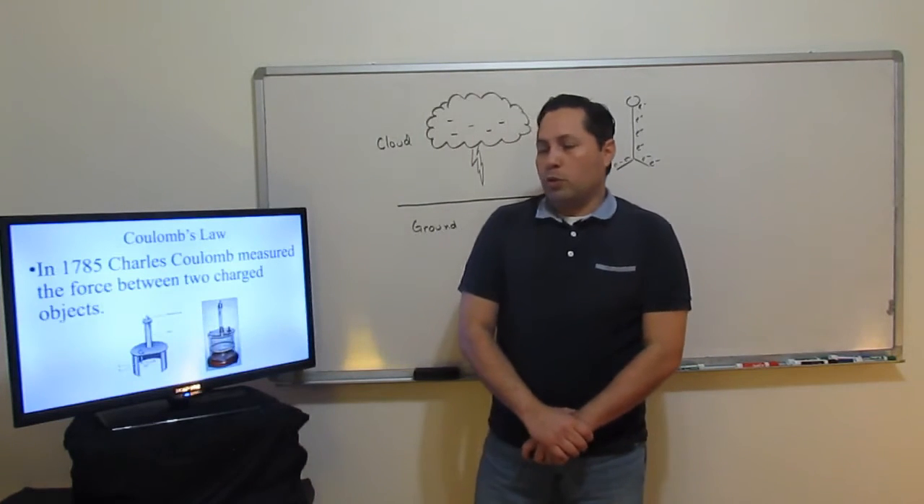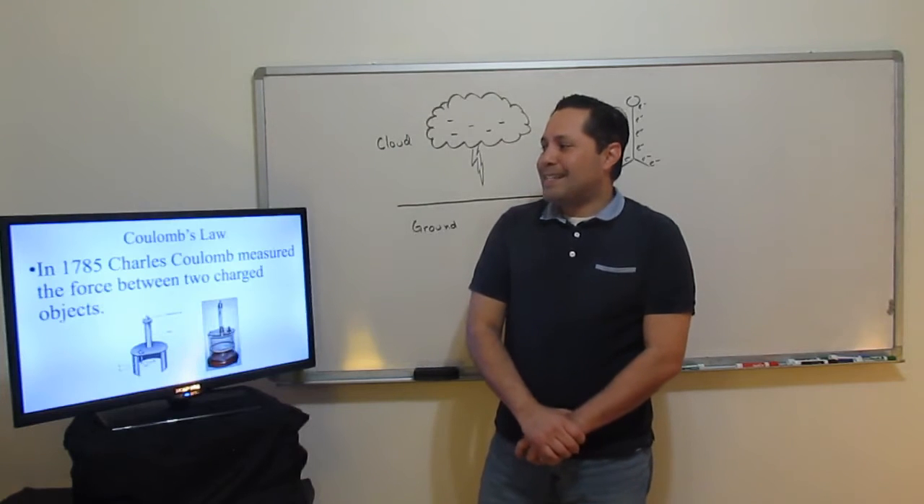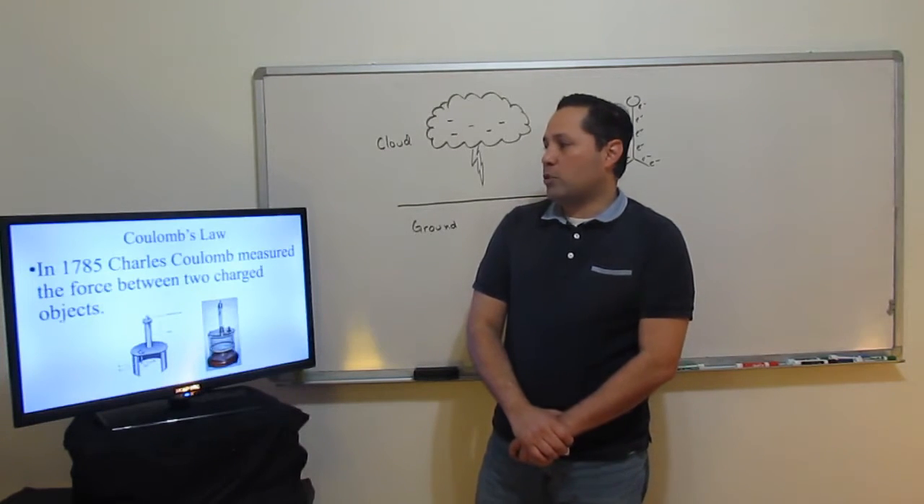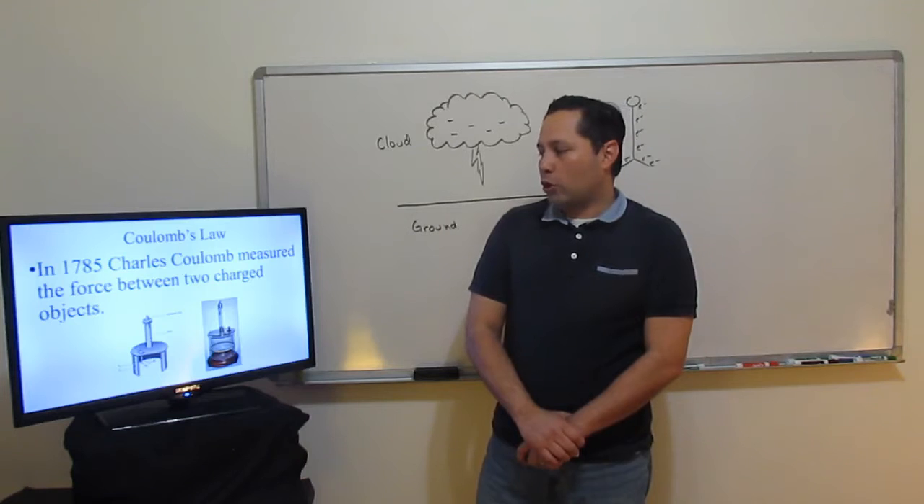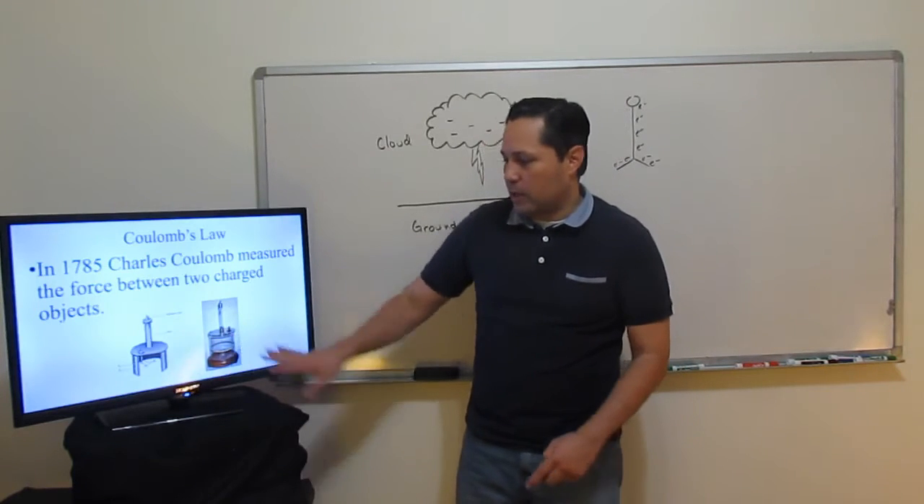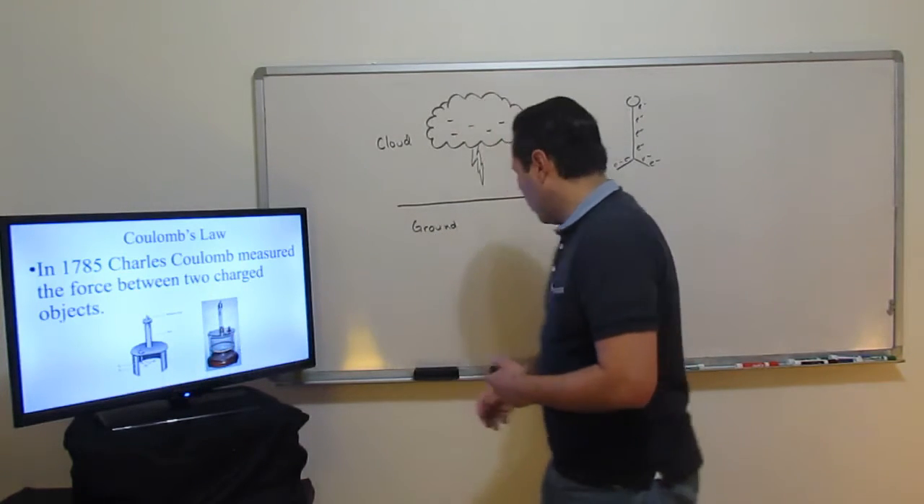Now we're going to move on to Coulomb's law. Coulomb's law says in 1785, Charles Coulomb measured the force between two charged objects, and he used this little device right here. Let's look a little bit at how it works.